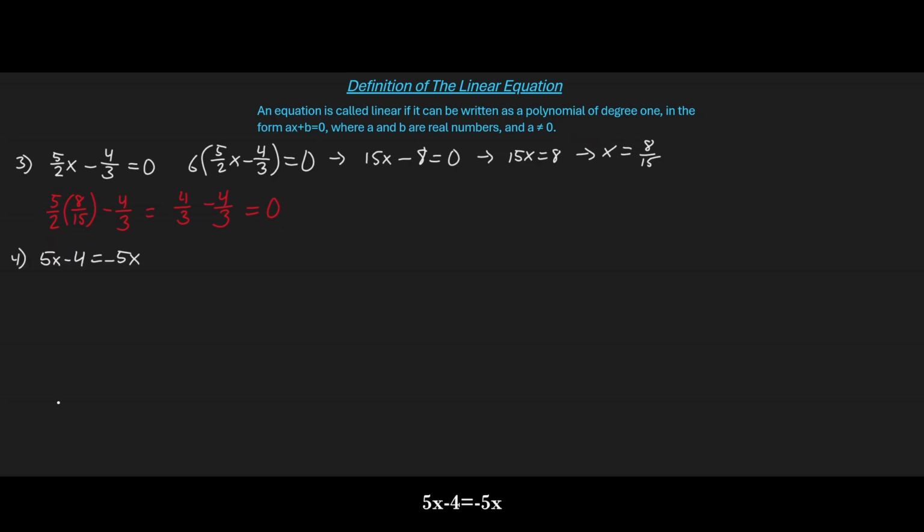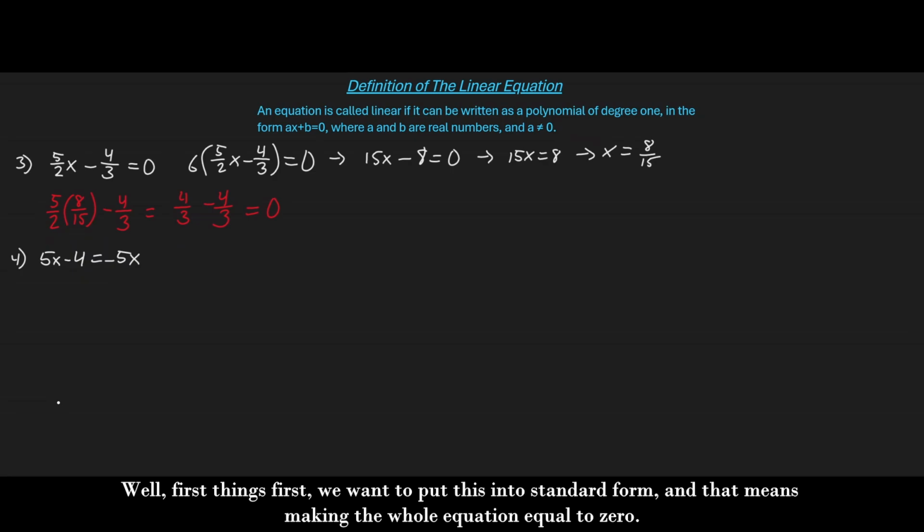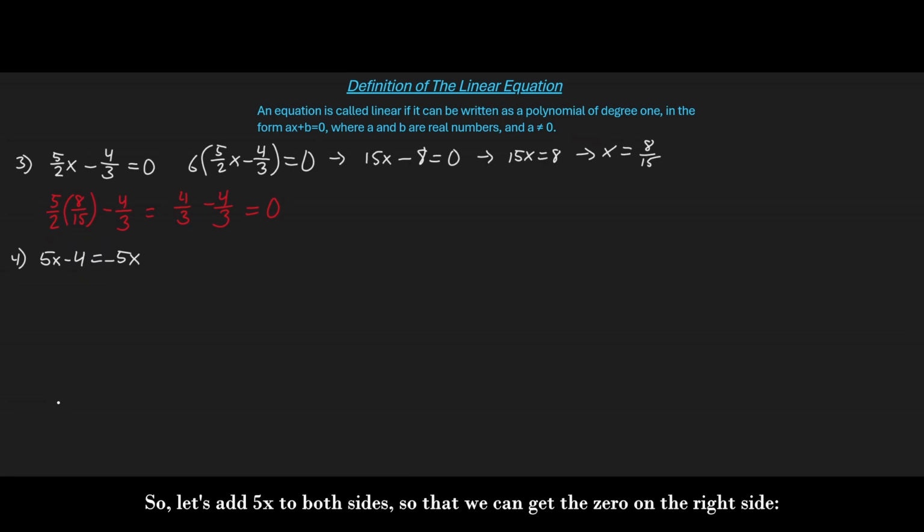Number 4. 5x minus 4 equals negative 5x. Now we have something that might confuse someone. We no longer have a single x variable. What happens now? Well, first things first, we want to put this into standard form, and that means making the whole equation equal to 0. So let's add 5x to both sides so that we can get the 0 on the right side.